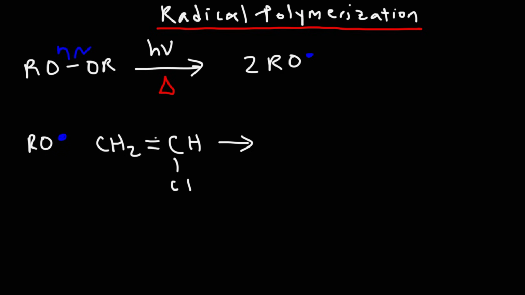Now, this double bond here has two electrons. And remember, a half arrow represents the flow of one electron. So one electron in that pi bond is going to interact with the free radical electron, and that's going to form a bond between the oxygen and the CH2 carbon. So we're going to have RO-CH2. Now the other electron in this pi bond is going to become a radical on the CH carbon. So this is what we now have.